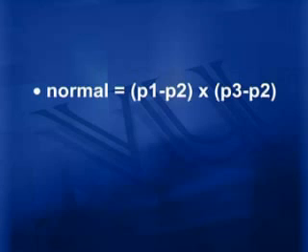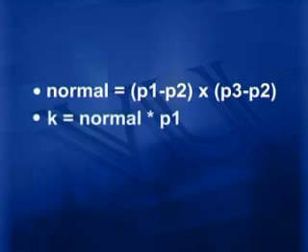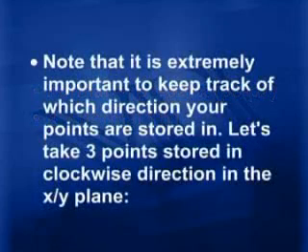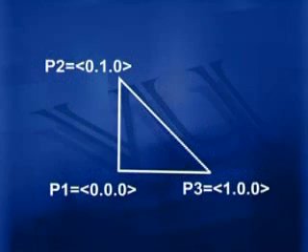So we say that the normal is equal to P1 minus P2 cross P3 minus P2, and K is equal to normal times P1. Now given that, please note that it is extremely important to keep track of which direction your points are stored in. Let's take 3 points stored in clockwise direction in the XY plane. We have already talked about storing vertices of triangles in a clockwise winding manner or in anti-clockwise manner. We have been only discussing the clockwise order as yet.